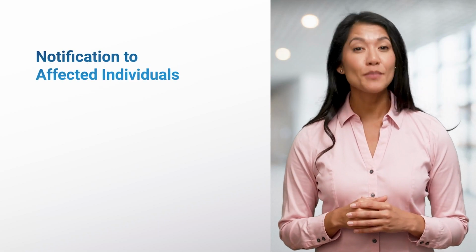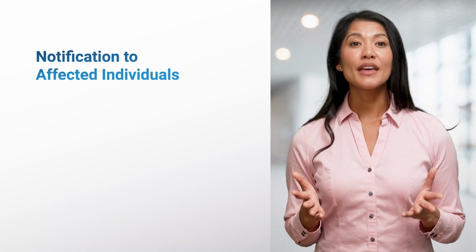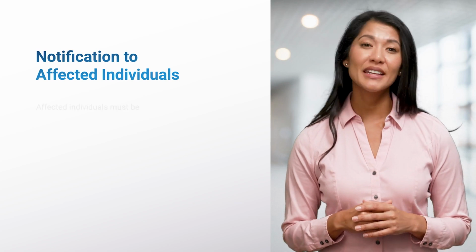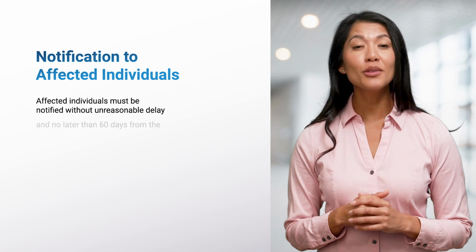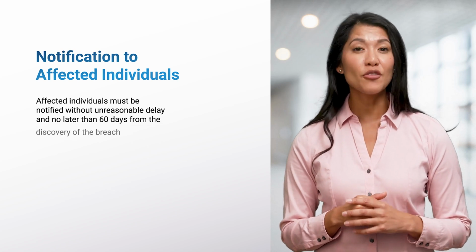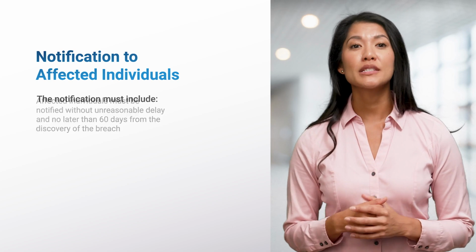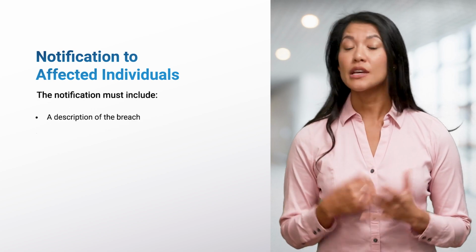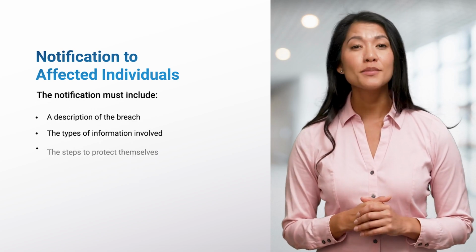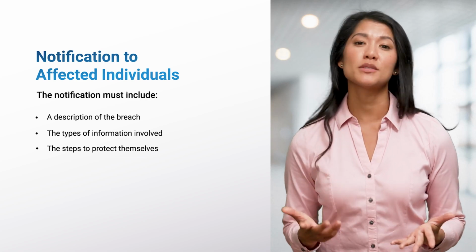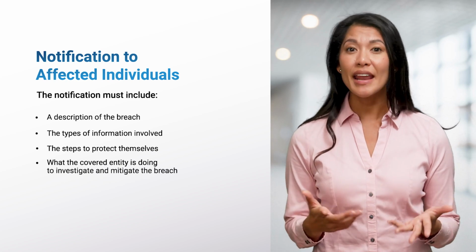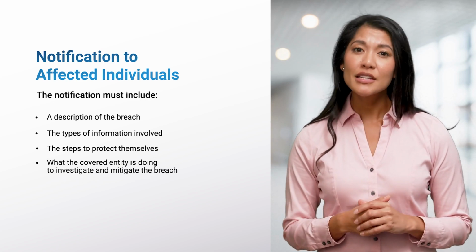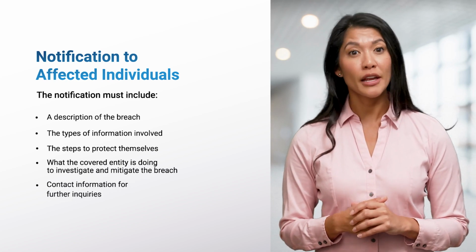3. Notification to affected individuals is mandatory. If it is determined that a breach has occurred, affected individuals must be notified without unreasonable delay and no later than 60 days from the discovery of the breach. The notification must include a description of the breach, the types of information involved, the steps individuals should take to protect themselves, what the covered entity is doing to investigate and mitigate the breach, and contact information for further inquiries.